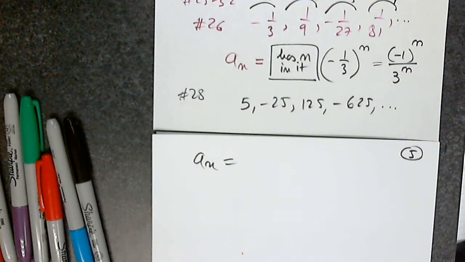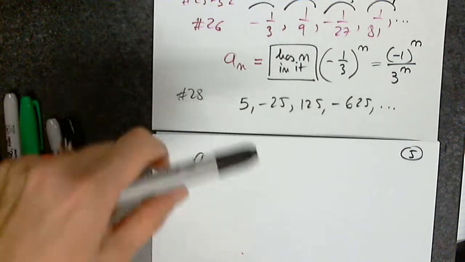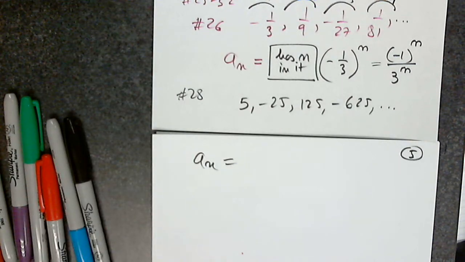Oh, and also I wanted to show you how to graph that, a sequence, with the graphing calculator. I don't want to forget that. So whatever you give me, when you plug in 1, the answer should be 5. When you plug in 2, the answer should be negative 25, and so on and so forth.